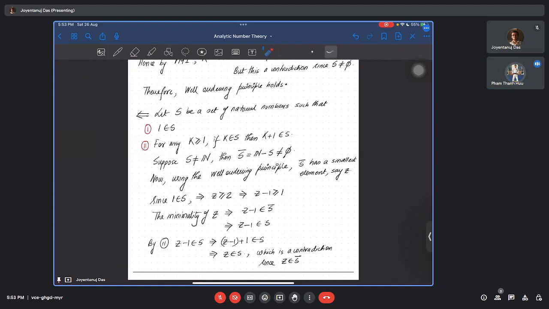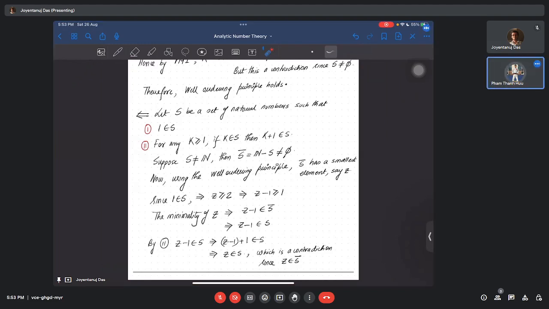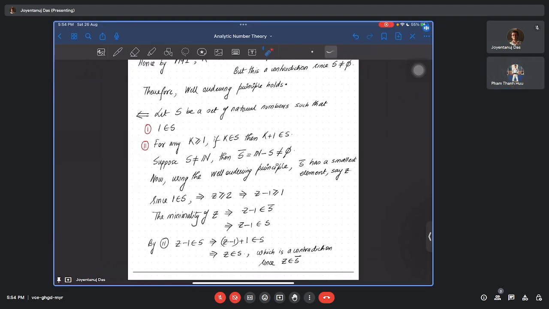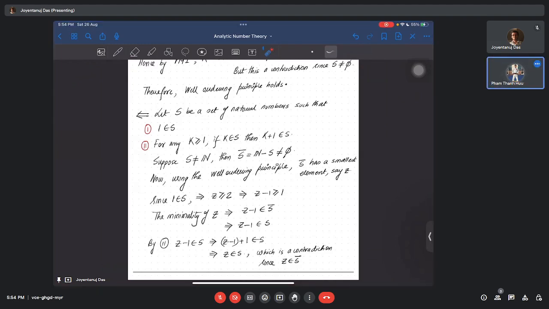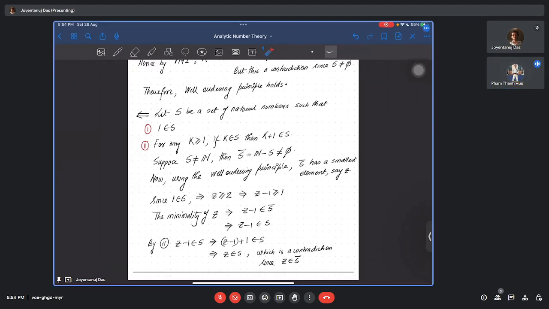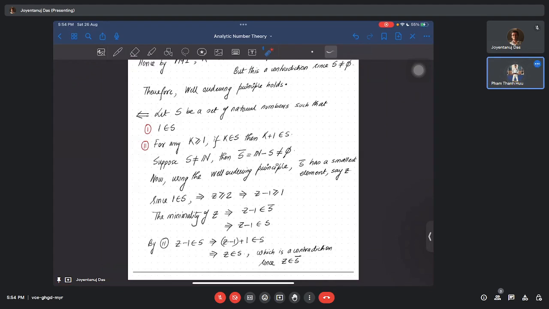So the next step is we use contradiction. S not equal to n, so the complement of S is not empty. Now, since it is a non-empty set, S complement must have a smallest element by the well ordering principle. Why do we have well ordering? Well ordering applies on S or S complement? S complement.